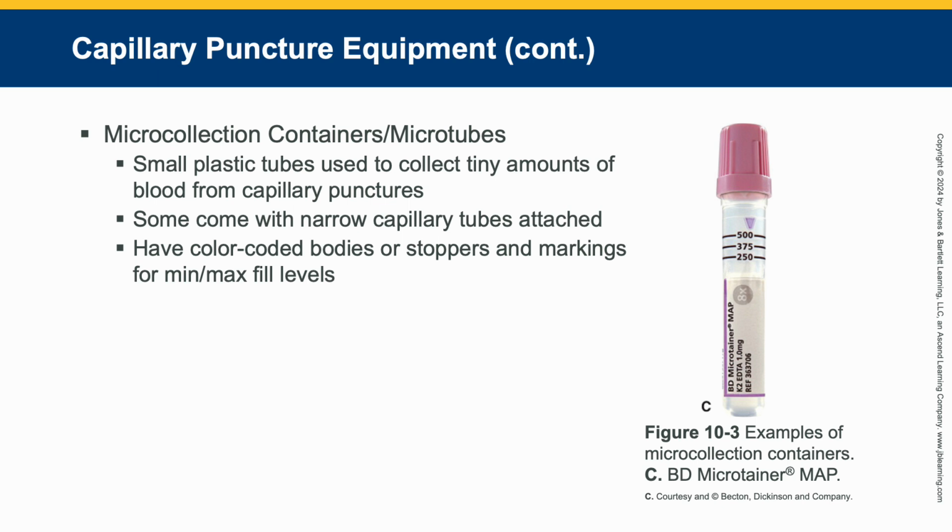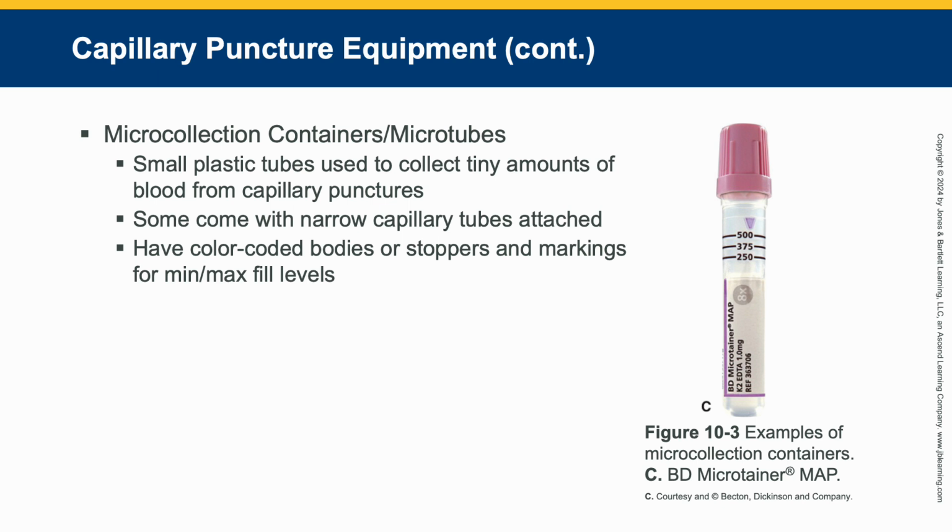But basically what you're looking at here in this particular picture is an example of what a microtainer would look like, and you can see the different amounts. You see the 250, 375, and 500. Those are the different amounts. If you keep collecting the blood droplets, that's how far you can go up there. They do have color-coded stoppers, and they have the minimum and maximum fill levels.